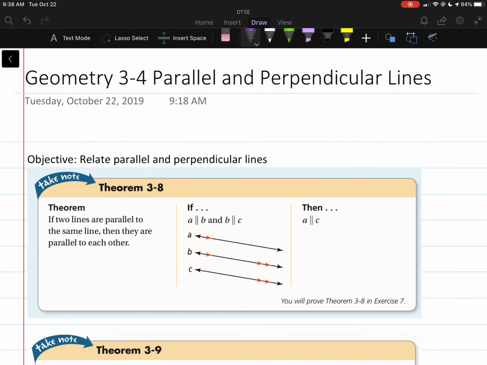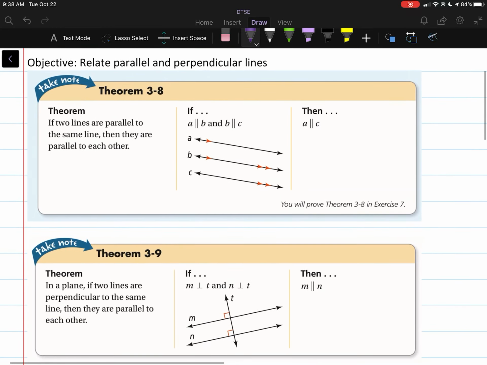All right, welcome to parallel lines and perpendicular lines. Our objective today is to relate these to one another. There are some really simple theorems here. Basically, this first one says that if one line is parallel to another line, and then another line is also parallel to that same line, then the two original lines are parallel.